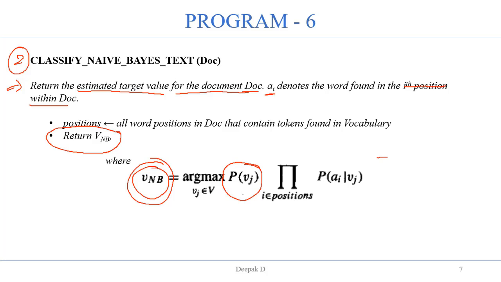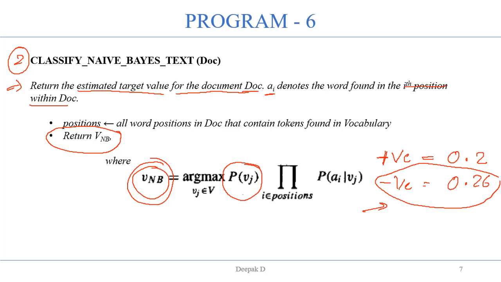Assume that if your algorithm classifies your test data as positive with a value of 0.2, and for negative, if it returns the value 0.26, then we say that your test data belongs to the negative target value. This is how your text classification works. Now let's see the example and try to predict the target value for your test data.